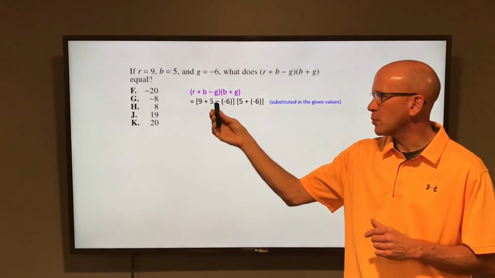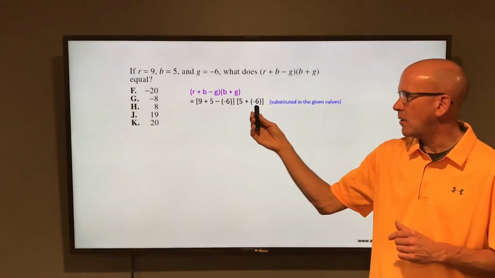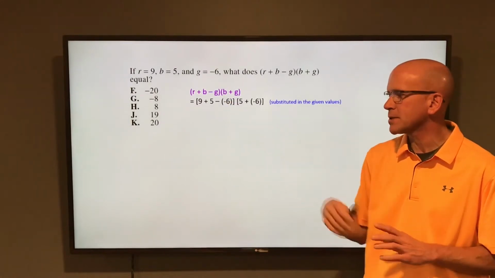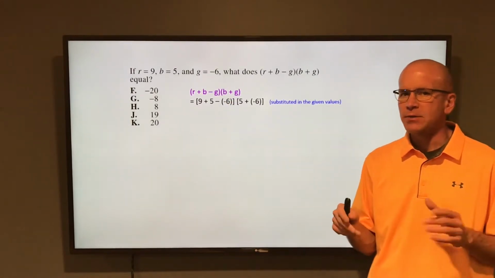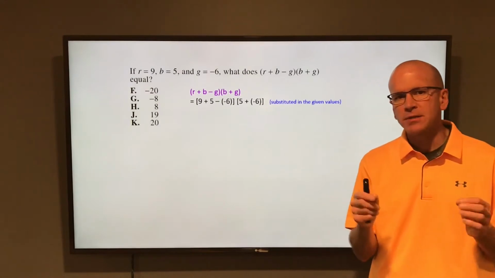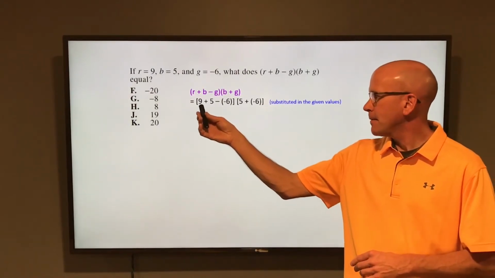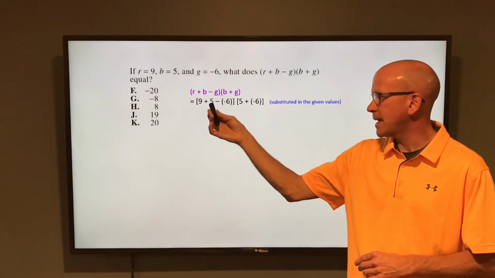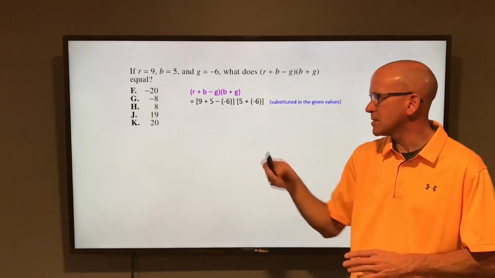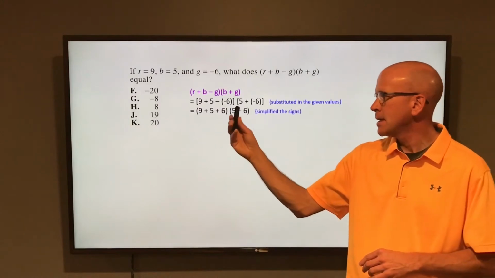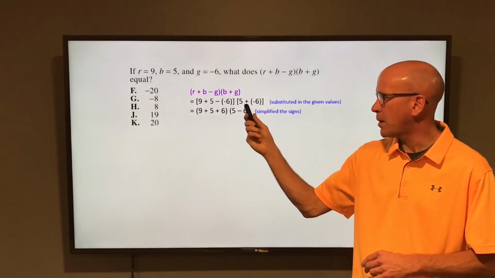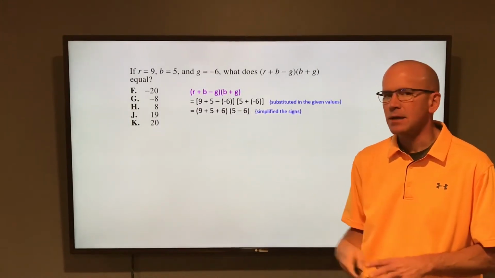But be very careful of your signs when you're putting these in. Minus G there, that's going to be minus a -6. And on the end here, plus G, that will be plus a -6. Watch your signs. This is an ACT question, but a very easy one. You wouldn't want to miss this just because of a mistake on a sign. 9 plus 5 minus a -6. That 5 minus a -6, two negative signs back to back make a positive or a plus. And then 5 plus a -6, when you have a positive and a negative back-to-back, that makes a minus.